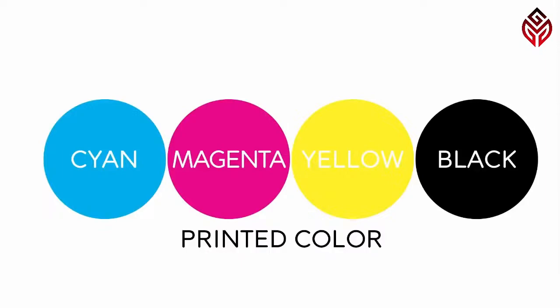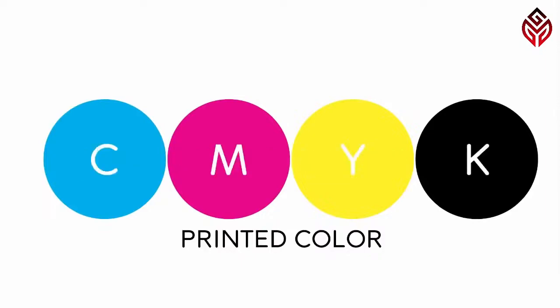Printed color, also known as four-color process, works in a slightly different way than the two other systems that we've looked at, RGB and painted color. To begin with, we're working with four inks, cyan, magenta, yellow, and black, which is also known as CMYK. CMYK is predominantly used as the way of mixing inks on a four-color offset press.